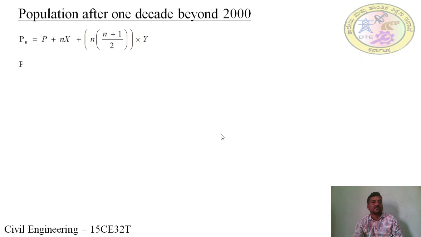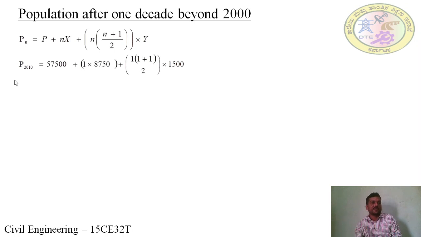So we need to substitute the values here. We need to find out the population for the year 2010. We know the population for the year 2000, that is 57,500. We are finding out the population after the known decade, that means 2010 minus 2000, which means one decade. It is the period of 10 years. So n value becomes 1.